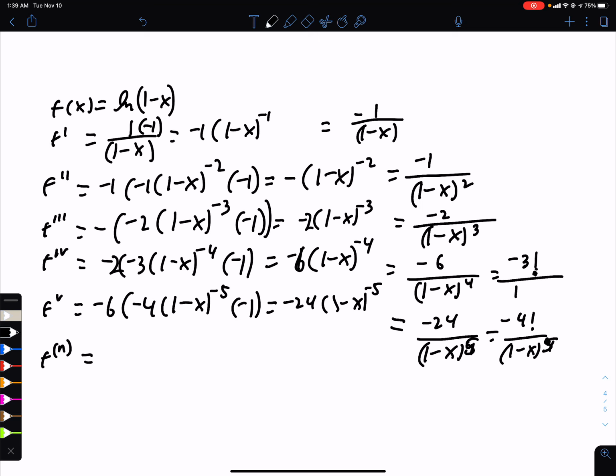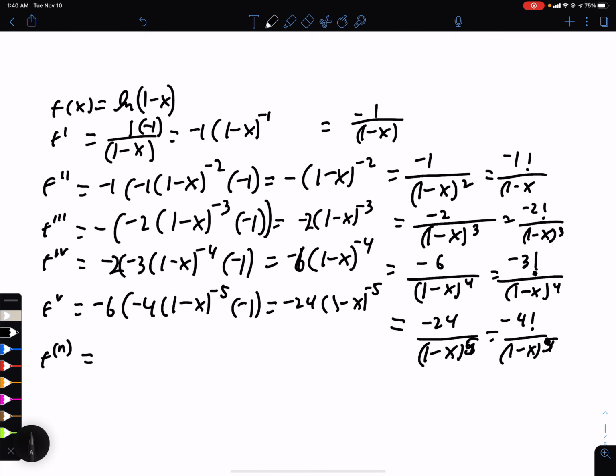I believe that looks right. And then this is going to be 1 minus x to the 4th, negative 2 factorial over 1 minus x to the 3rd, negative 1 factorial, 1 minus x squared. If this follows this pattern, it's negative 0 factorial over 1 minus x to the first power. So in general, if you look at this, this is going to be n factorial. Let me double check this if I'm doing this right.